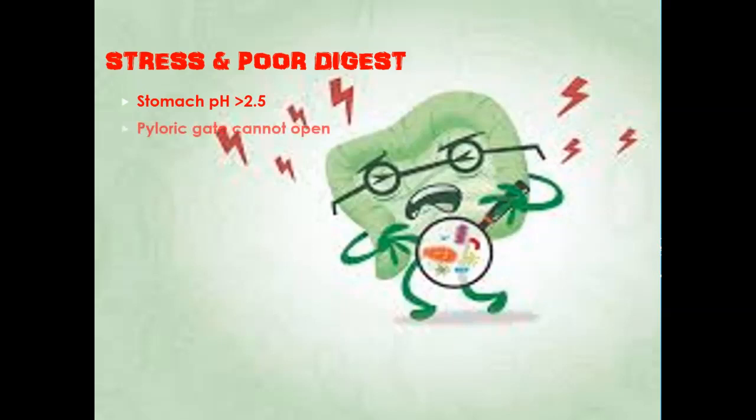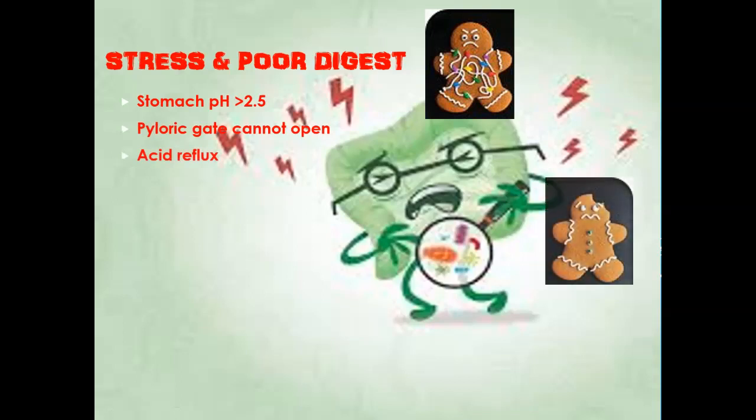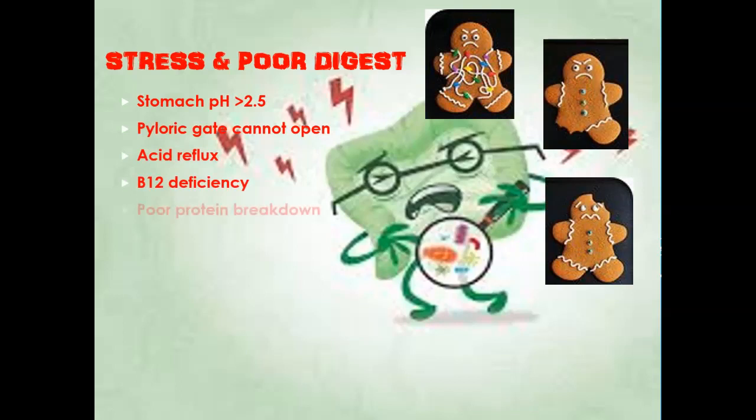And yeah, the pyloric gate doesn't open correctly, and you get acid reflux. And you get a B12 deficiency. So B12 is absorbed at a low pH. So all these people who take antacids, or even worse, the medication that changes your stomach pH, they're also going to have a B12 deficiency. And B12 is an interesting topic too.